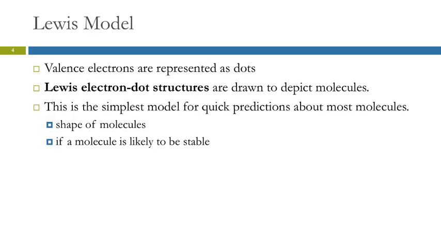So the Lewis model is the simplest one. And in this, the valence electrons are represented as dots. So we draw these Lewis structures or Lewis electron dot structures as an illustration of the molecule. They're very simple. But they do help us predict shapes of molecules and to predict whether a molecule is likely to be stable or not. So it's really useful that way.